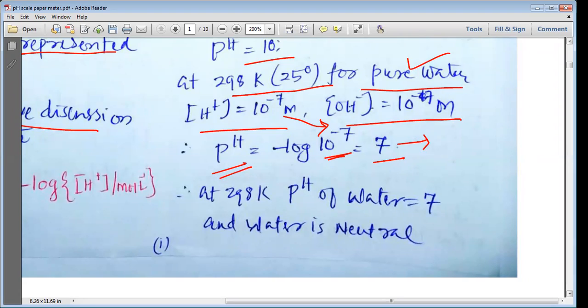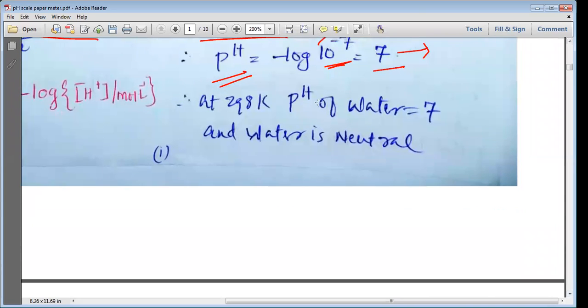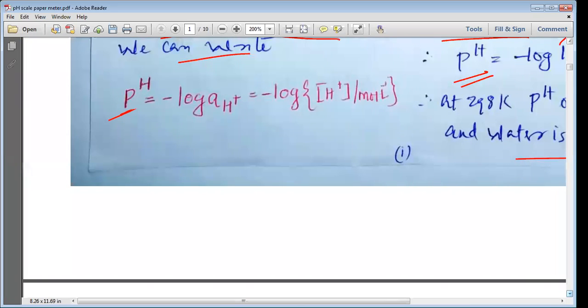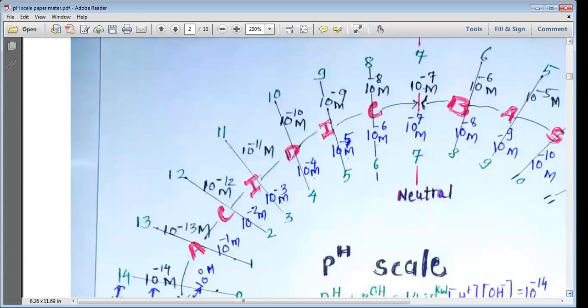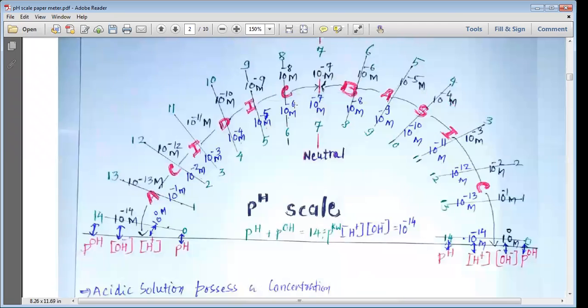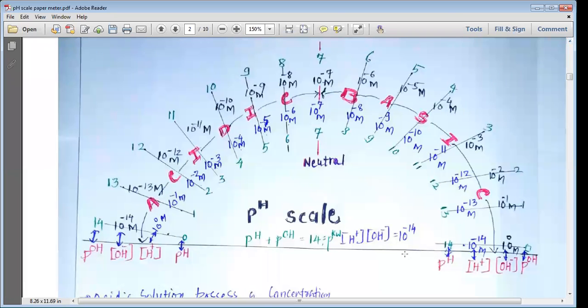So please remember that the pH of pure water at 298 Kelvin is 7, and thus water is considered to be the neutral species. My dear students, now we should understand something really interesting, and that is what I'm going to show you. This is what is known as the pH scale.